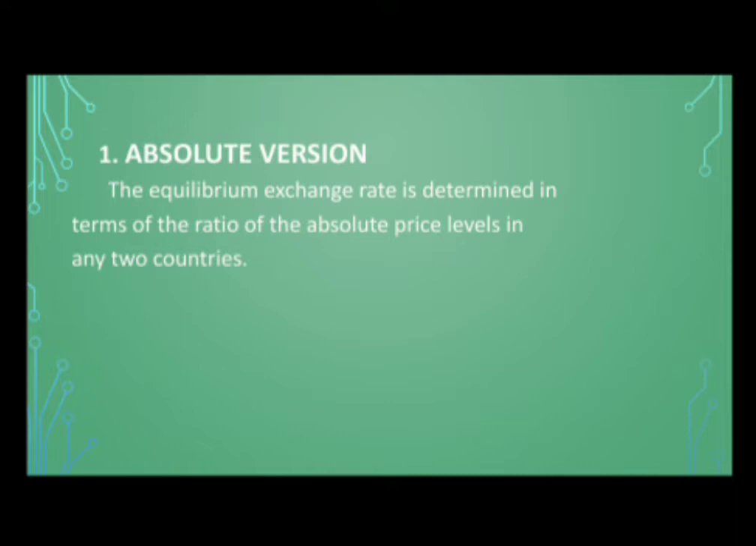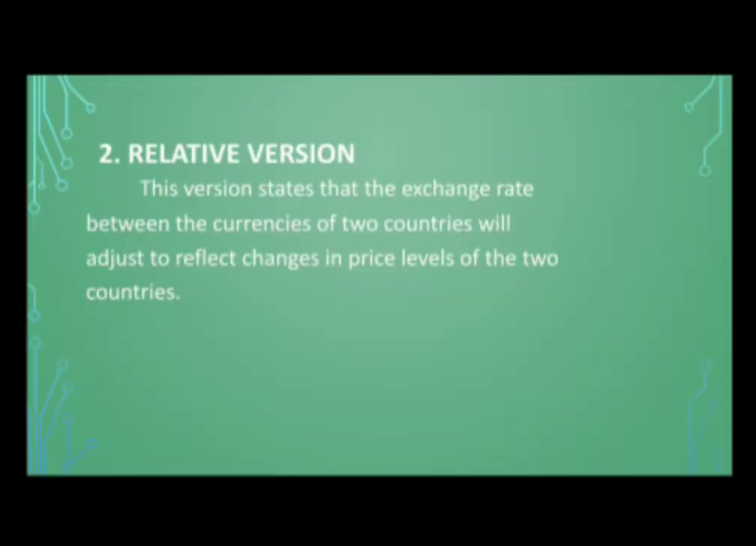Then the next version is relative version. This version states that the exchange rate between the currencies of two countries will adjust to reflect changes in the price levels of the two countries. The proportionate changes in the exchange rate reflect the inflation differential between two countries. For example, if UK had an annual inflation rate of 2%, then 1 unit of pound sterling would be able to purchase 2% less per year.